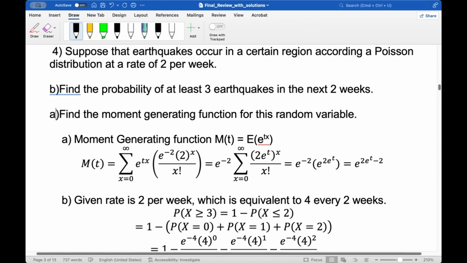We're using the original format of the rate there, 2 per week. We can factor out e to the minus 2 in the front. We have 2 to the x and e to the tx. So we have 2e to the t, to the x power, over x factorial. And then this series here is the power series for e. It's e to this argument, 2e to the t. So e to the minus 2 on the outside, e to the 2e to the t from the series. Multiplying together, we add exponents. It's e to the 2e to the t minus 2.